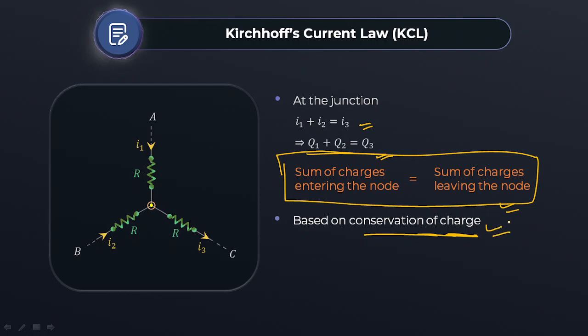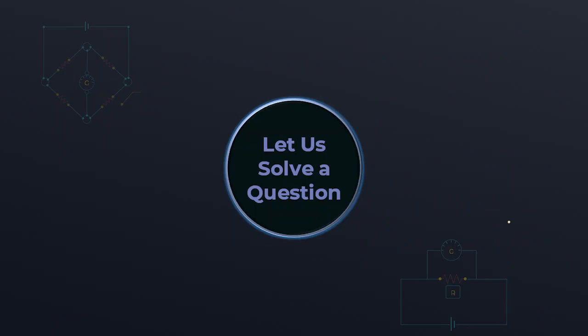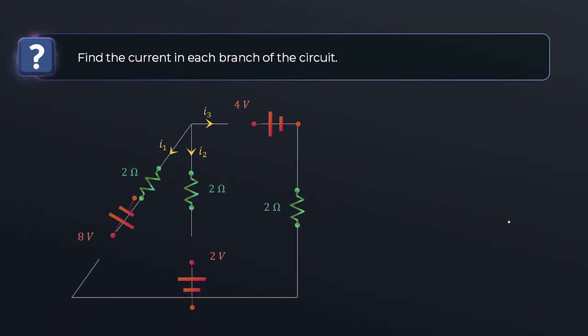Now, let us move forward. Let us solve one question, the previous one which we had left earlier. So here now what we have is: find the current in each branch of the circuit. Hence, when we convert, this diagram was very nice. Now it happened like this.